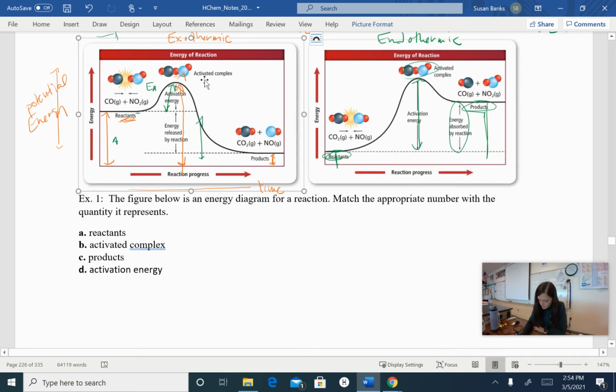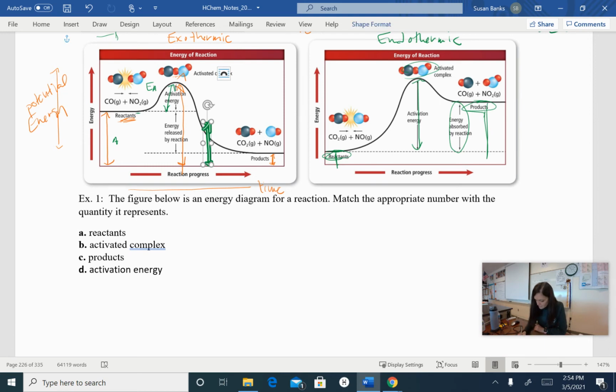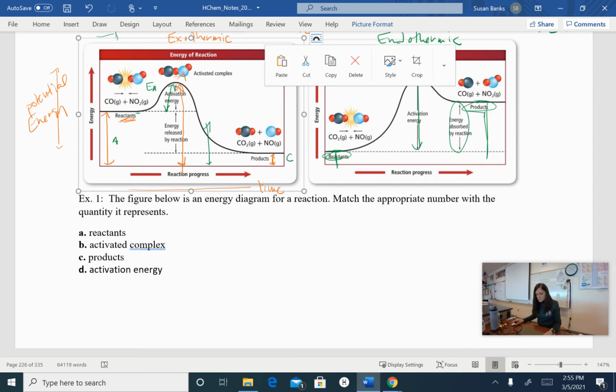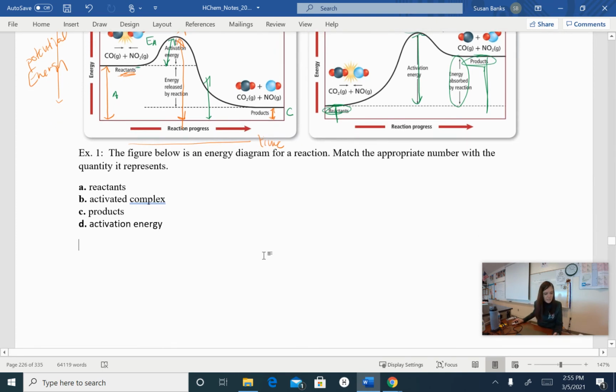Oh my gosh, it's not letting me write. And our products, this would be C right here. And our activation energy would be that green line right here. Okay, so we talked a little bit about that. Okay, let's look at this next graph.